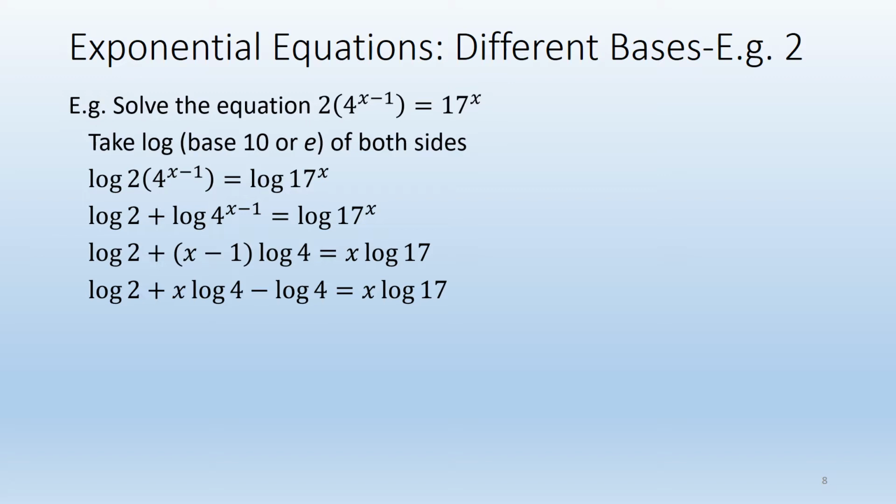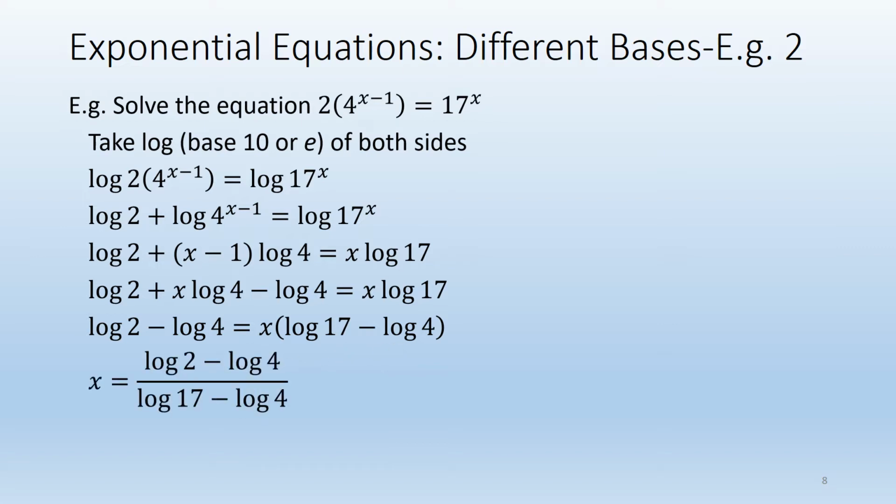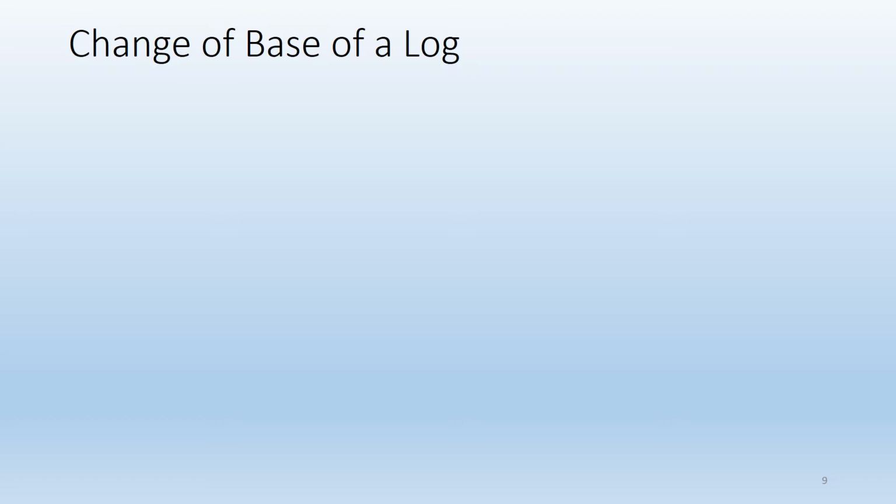We can then expand the brackets and collect our like terms. So we'll put the x log of 4 over on the other side, and it becomes minus log of 4 times x there. And then we can divide both sides of the equation by the bracketed term there, and we will then find x. We can evaluate that on a calculator, and we'll get our decimal approximation. Notice that we could have used log base e there instead of log base 10 throughout, and we would still get the same answer. Let's see how we can change the base of a logarithm.